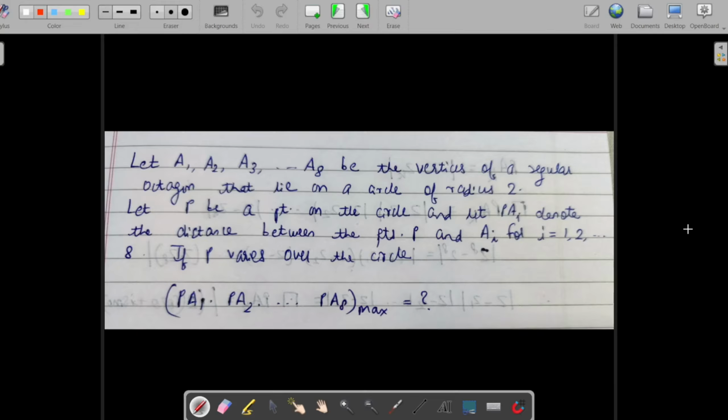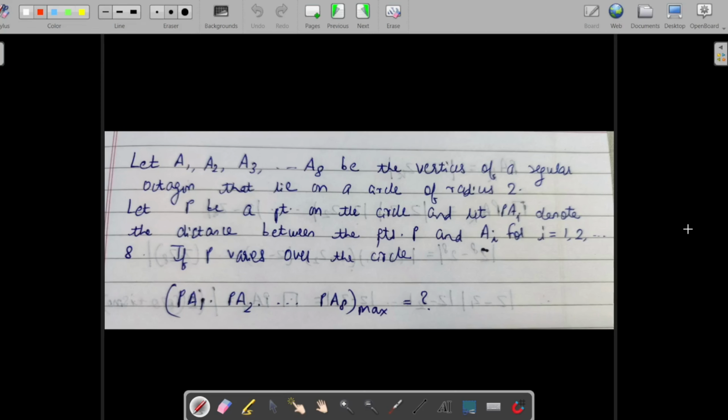So, letting go of all that and focusing on the question, we have here 8 vertices of a regular octagon that lie on a circle of radius 2. Now these are the first 8 points. Then let P be another point on the circle and let PAi denote the distance between that point P and the 8 vertices one by one. So PA1 would be the distance between P and A1. Similarly, PA2 would be for P and A2 and so on. So you have to find the maximum value of the product of these distances, or the maximum value of the product of the lengths of these 8 line segments.